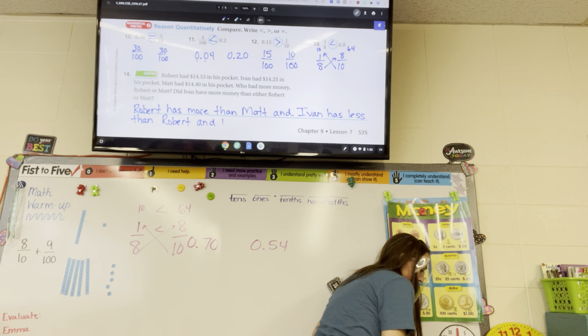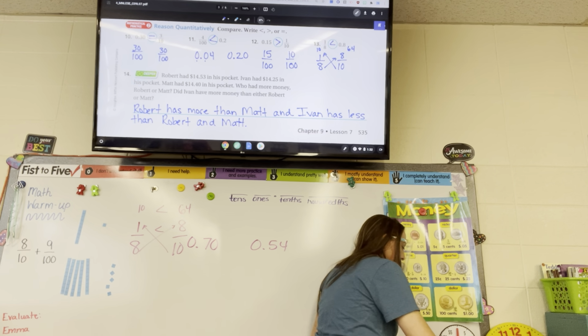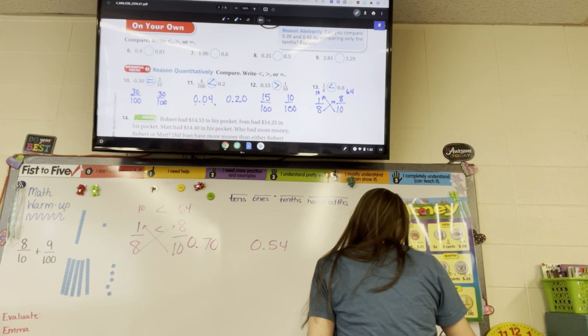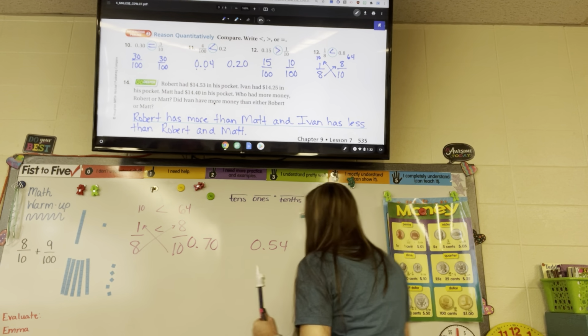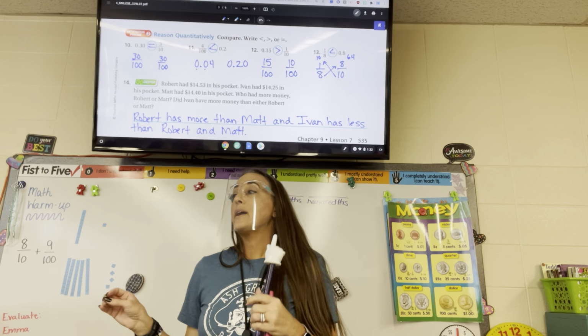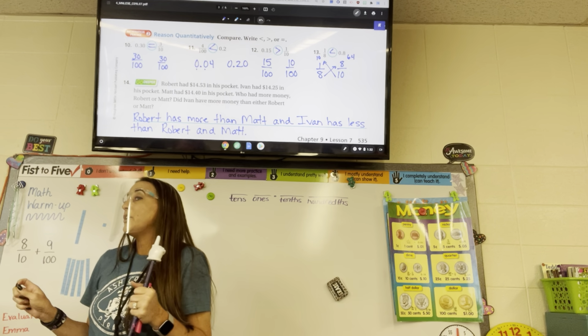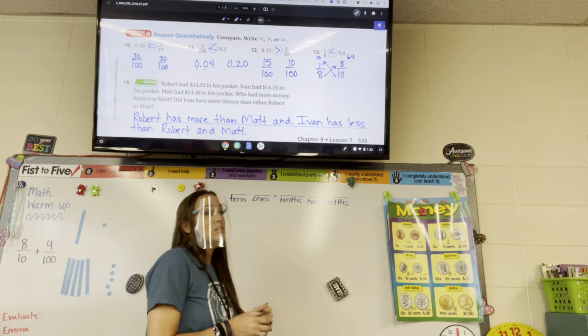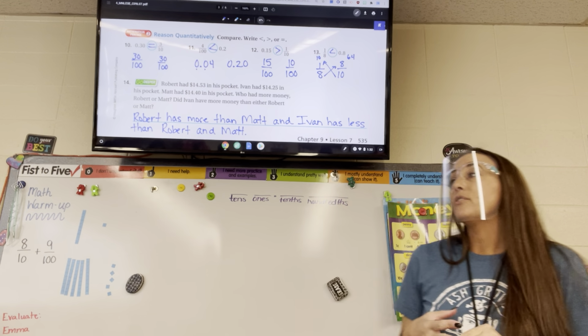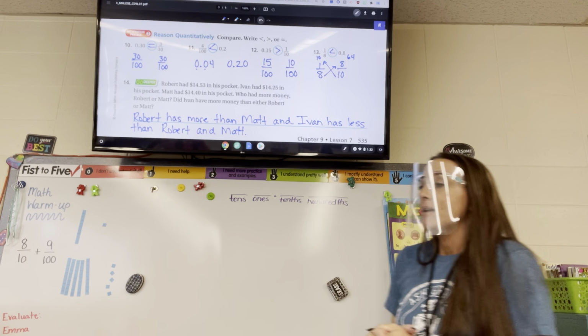Okay, so after you copy that down, I'm going to have you guys go back and do number 6, 7, 8, and 9. And here's what I want you to do. I don't want you to just put the less than, greater than, or equal to symbol. I want you to put your zeros to have equivalent decimal places. Or show me how you figured it out. So you can do fractions or mixed numbers, or you can just add the zeros.